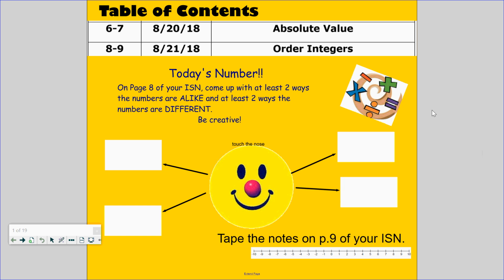Welcome to class. Today's lesson is over how to compare and order integers using a number line.